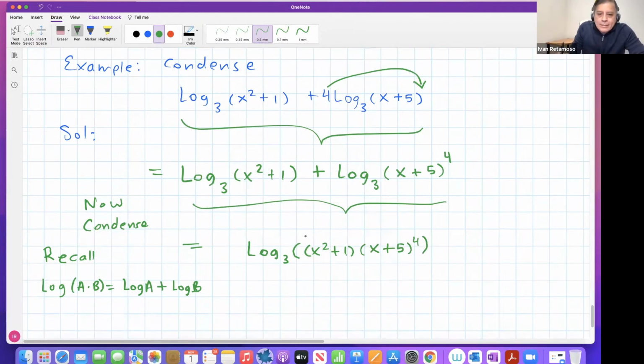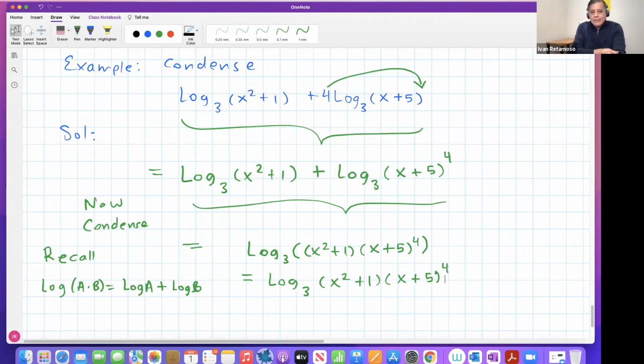Now, mathematicians often drop these parentheses because they consider that they are no longer needed. So what you will see on your multiple choices for the answer should be just this. But the argument is this whole thing, the inside of the log.